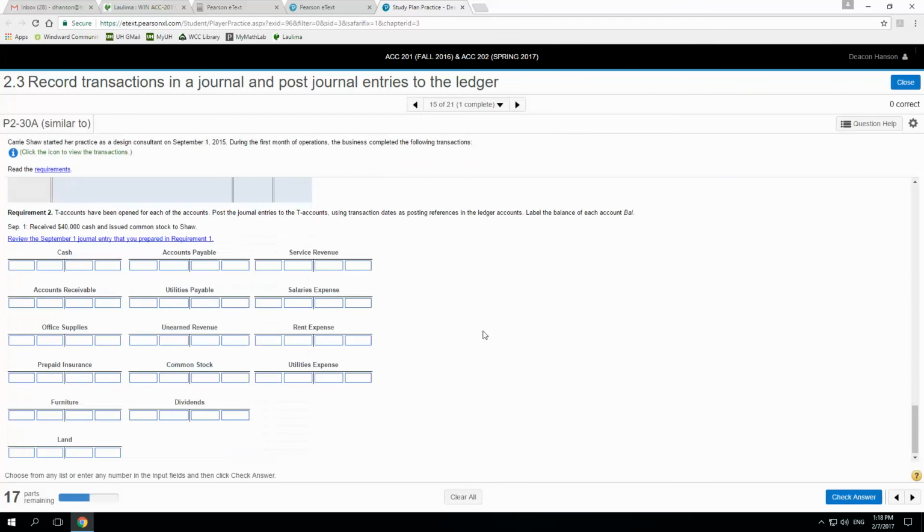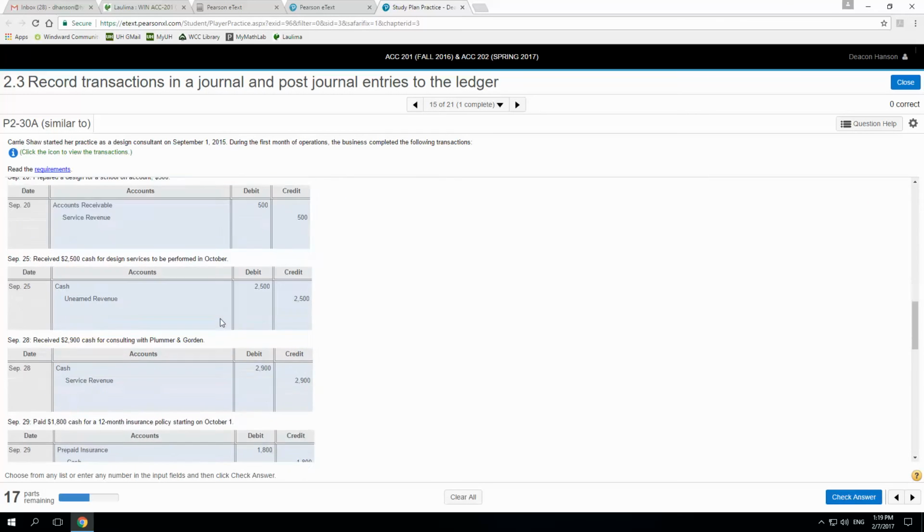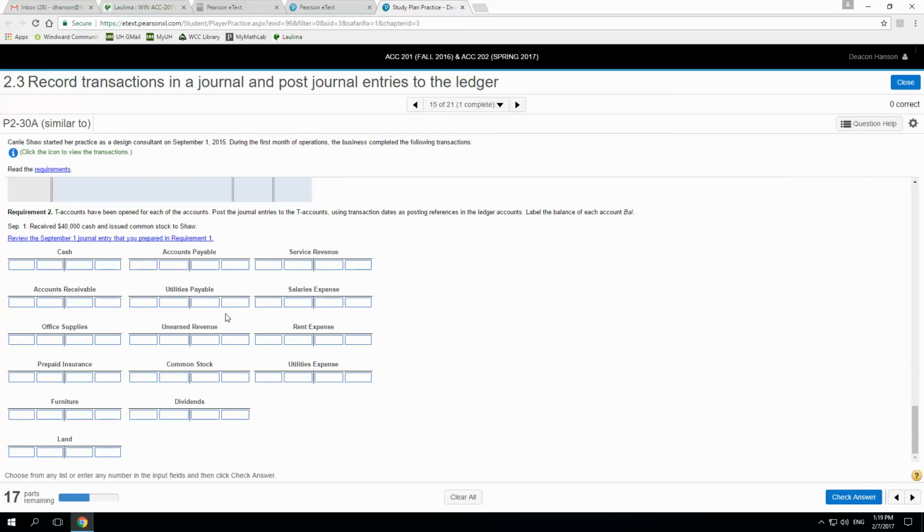Fantastic. Okay. So what we just did is we journalized entries. We journalized the transactions for the month. Now the next step is to post these transactions to the T accounts.